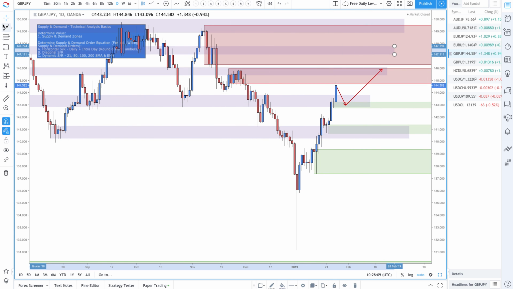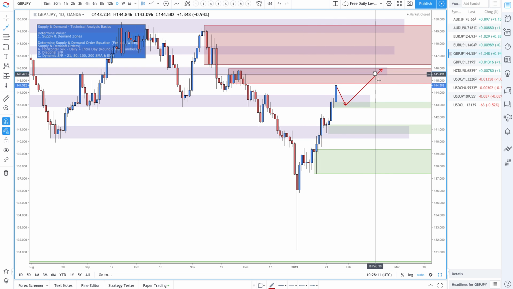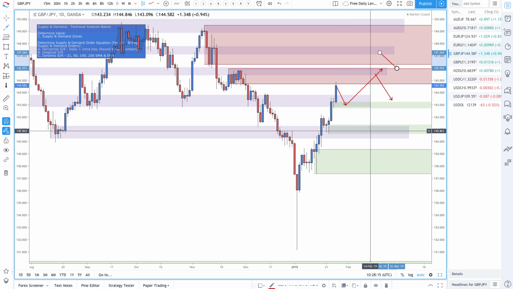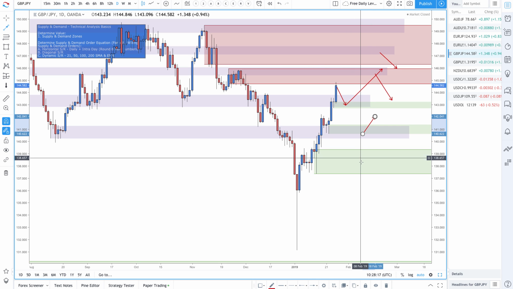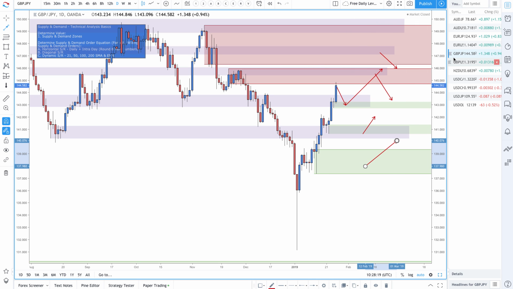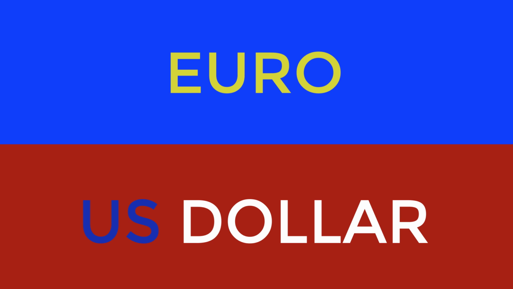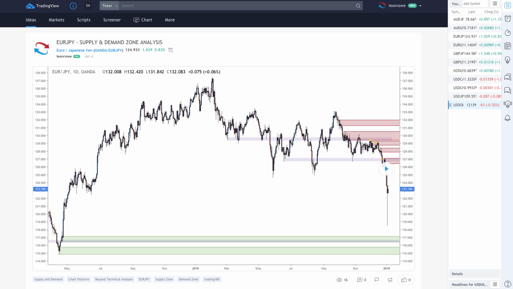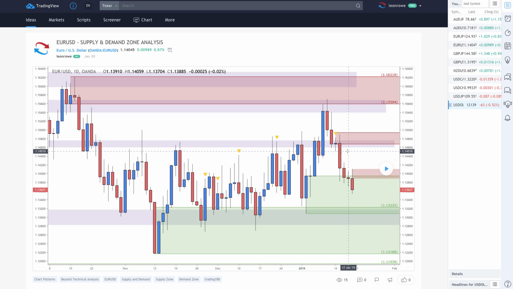So again, just looking for any short trades around here, any buy trades if prices do pull back again around here, potentially around here. Euro dollar, and let's see what happened last week. Sorry, that was euro yen, euro dollar.